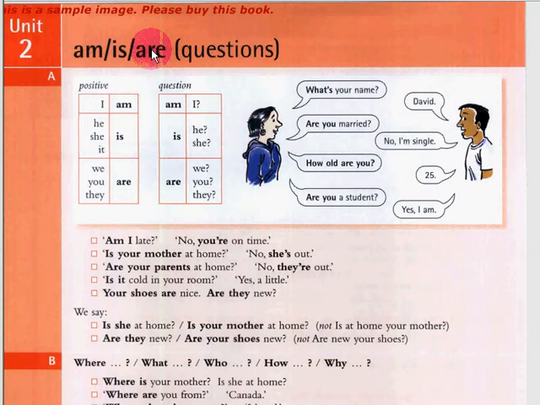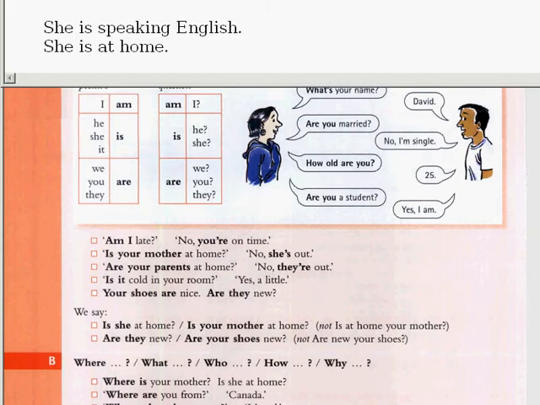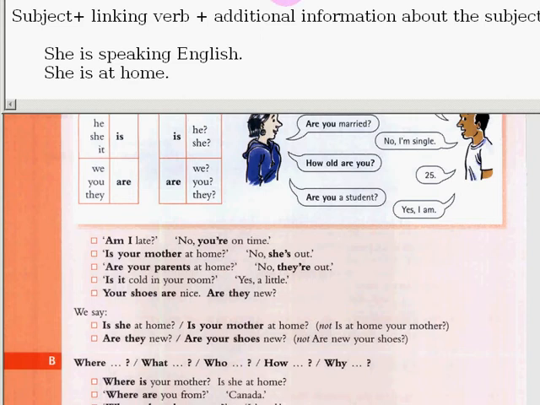We learned that am, is, and are are forms of the verb be, and we can use them in making positive and negative sentences. We usually use these verbs to link the subject and the information about the subject together. Do you remember our formula? It's subject plus linking verb plus additional information about the subject. We have here examples: She is speaking English, and she is at home.